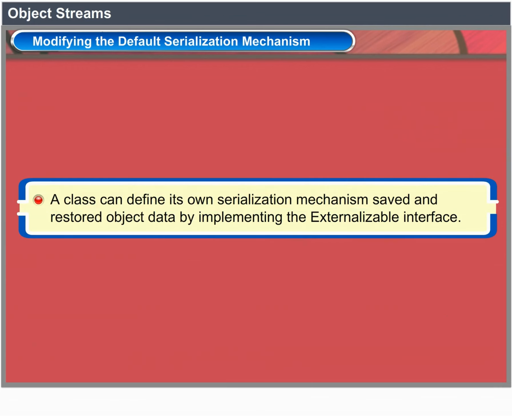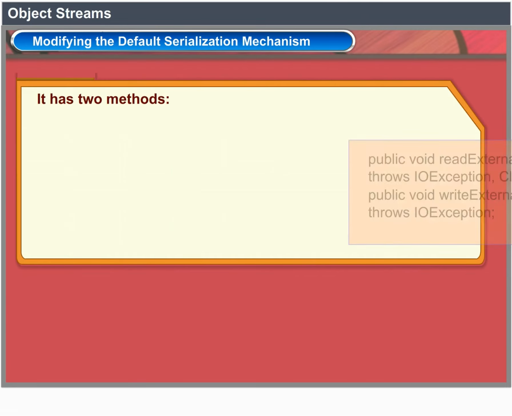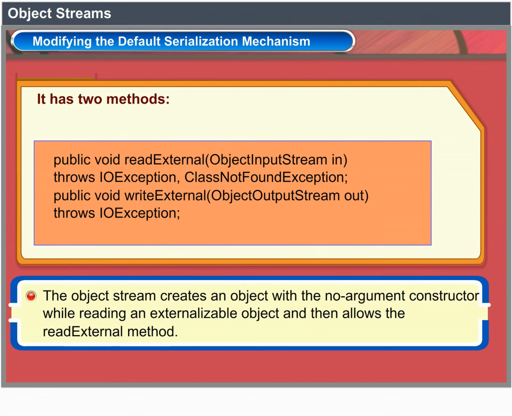A class can define its own serialization mechanism, to save and restore object data, by implementing the Externalizable interface. It has two methods: public void readExternal(ObjectInputStream in) throws IOException, ClassNotFoundException, and public void writeExternal(ObjectOutputStream out) throws IOException. The object stream creates an object with a no-argument constructor while reading an externalizable object and then calls the readExternal method.